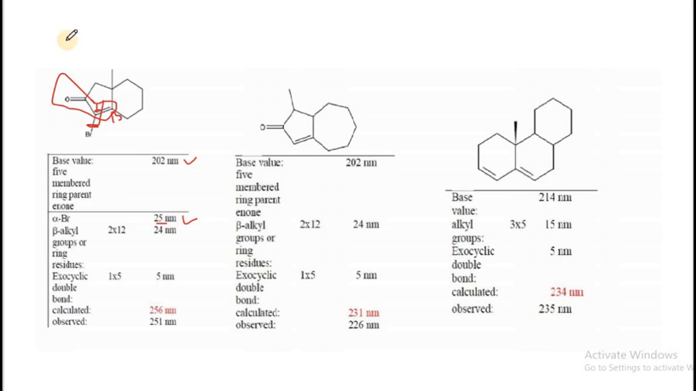Then now see the ring residues. One ring residue is present, then this second ring residue, and this is the third ring residue.